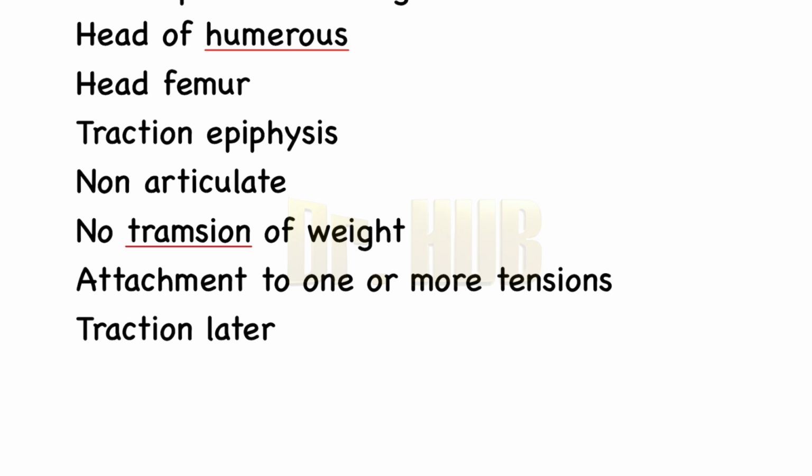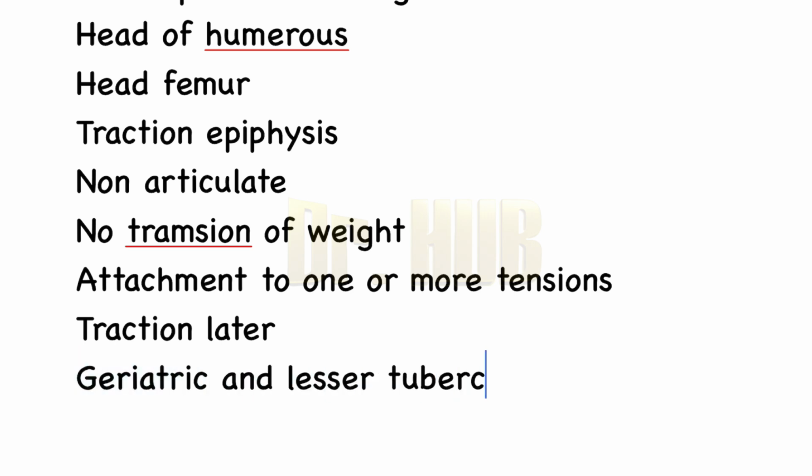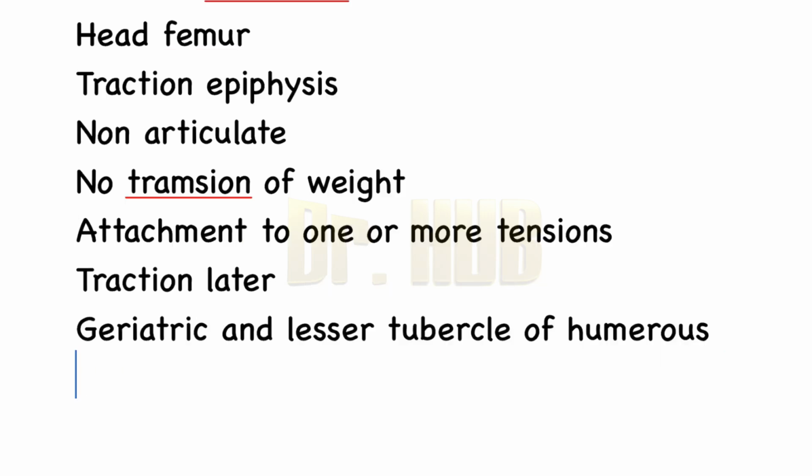Examples include the greater and the lesser tubercle of the humerus, and also the greater and the lesser trochanters of the femur.